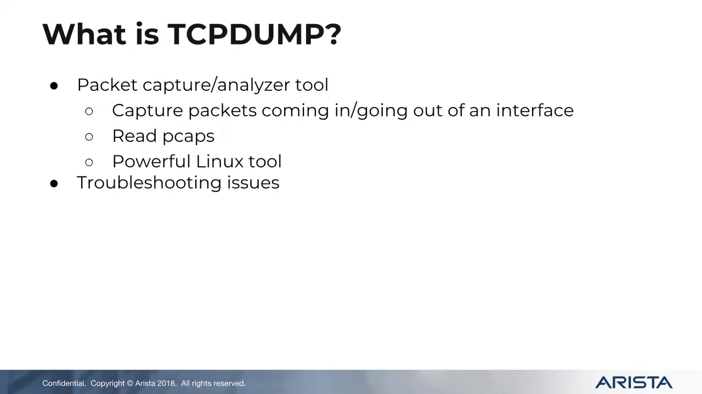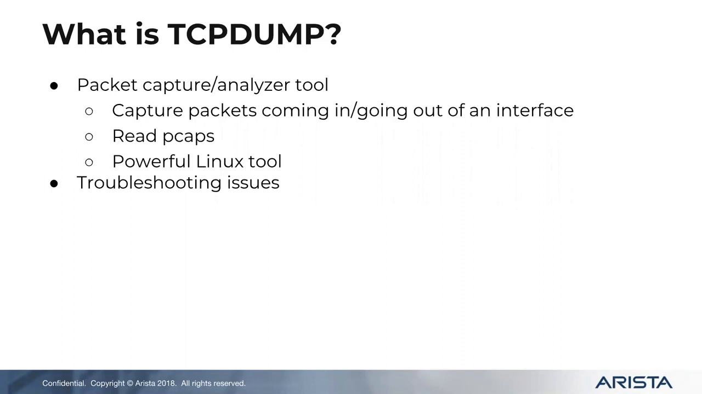So what is TCPDUMP? Simply put, it is a packet capture and analyzer tool. It can be used to see packets ingressing or egressing an interface. It can also be used to read existing packet captures or PCAPs. TCPDUMP is a Linux tool, and those of you familiar with Linux systems might already know about it. Since EOS is built on top of Linux, we can use TCPDUMP the same way you would use on any other Linux machine. TCPDUMP is the single most commonly used tool to troubleshoot network problems.